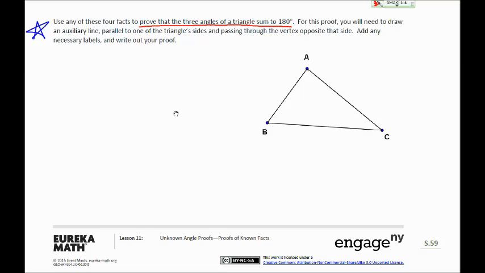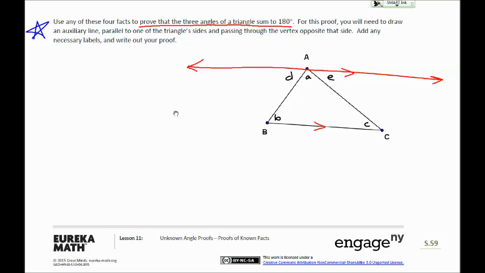Now, they give you a hint. For this proof, you will need to draw an auxiliary line parallel to one of your triangle sides and passing through the vertex opposite that side. So I will go ahead and do that. I will draw a line that's parallel to BC that goes through A. Now I will label the angles. It's frequently nice to label the angle by point A as angle A, the angle by B as angle B, and the angle by C as angle C. This auxiliary line has created two new angles right here that I will call angles D and E.